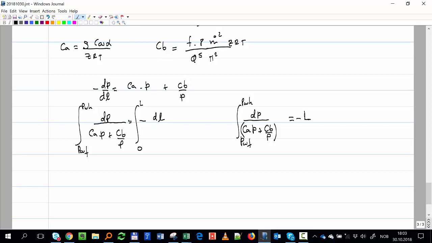Okay, first I'm going to make my life a bit easier, I'm going to multiply above and below by P. So I'm going to obtain P dP, and here you have Ca P squared plus Cb. And if you see here, what I have below, the derivative of that is almost the same as what I have above. So I can use a method called, how is the method?